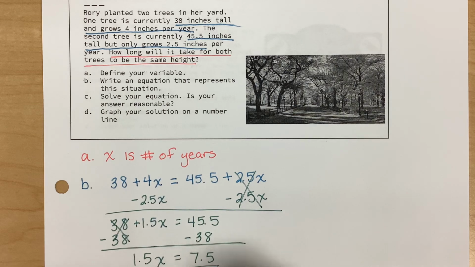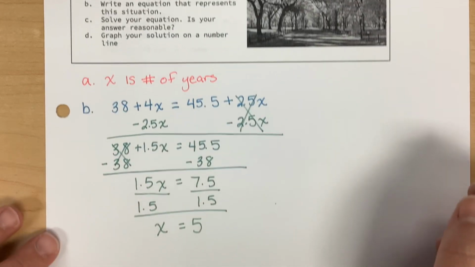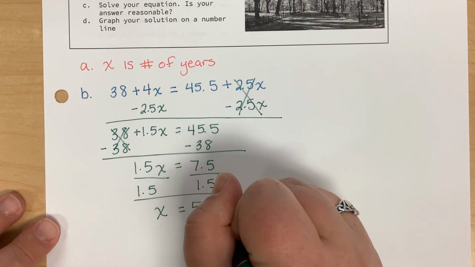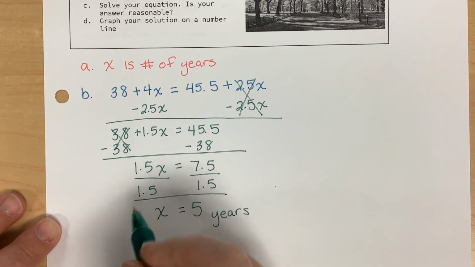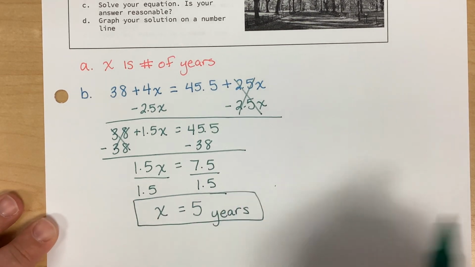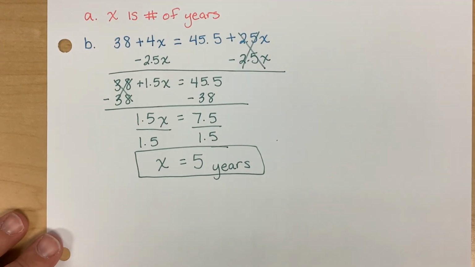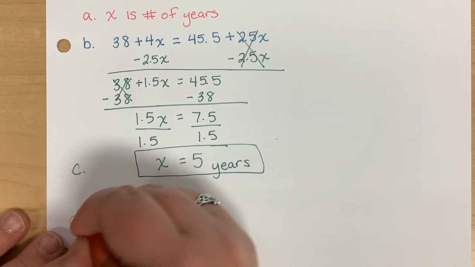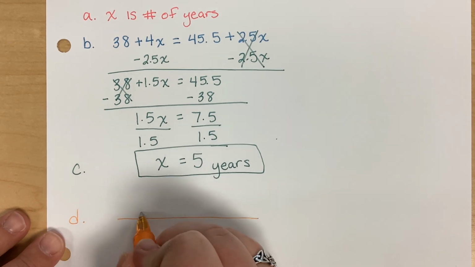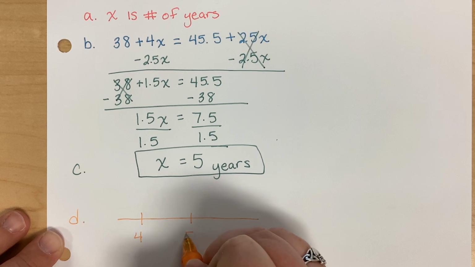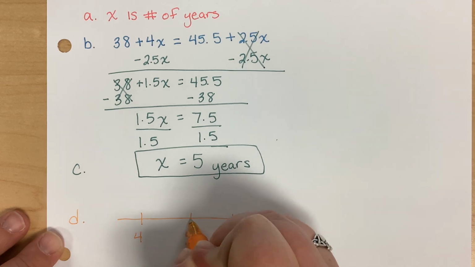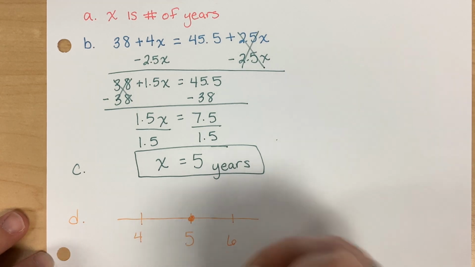5. And remember, we want to know how long it takes, so that is years. So it'll be 5 years before the two trees are the same height. And then part D, so this was part C. Part D wants us to graph it on a number line. So I'm going to do 4, 5, 6, and then plot a point on 5.